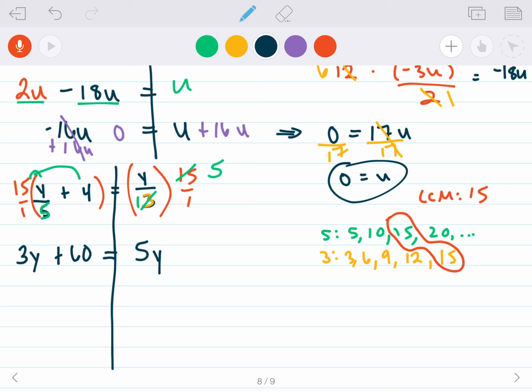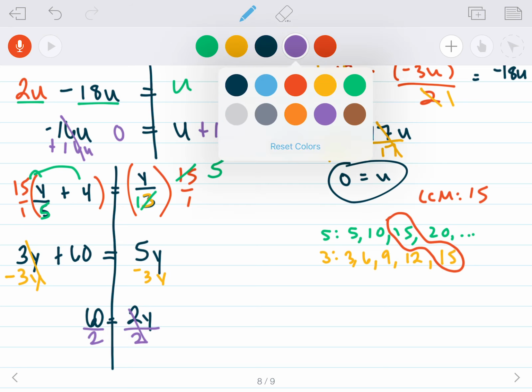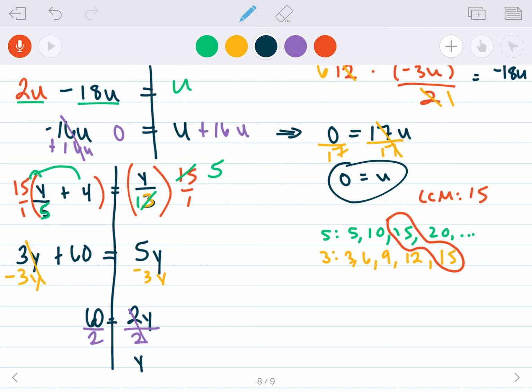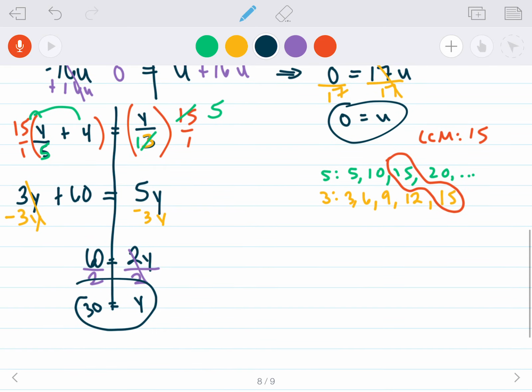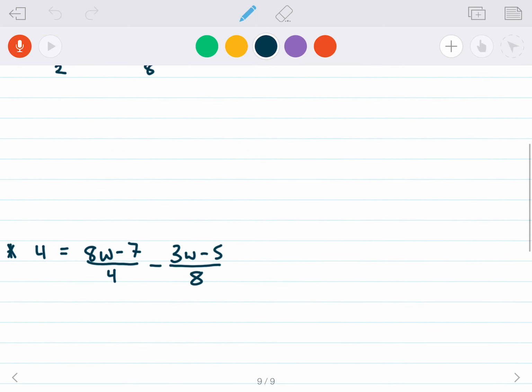Now I want to collect my y's on one side, so I'm going to look to the left and say, okay, well, I'm going to move this guy over by subtracting 3y from both sides. And I'm left with 60 is equal to 5y minus 3y, which gives me 2y. Finally, I'll divide both sides by 2. Half of 60 is 30. So y is equal to 30, and that is my answer. Okay, let's do a few more.